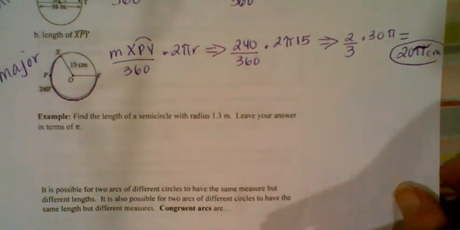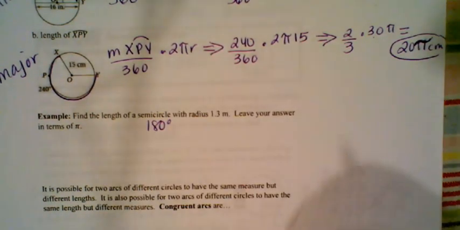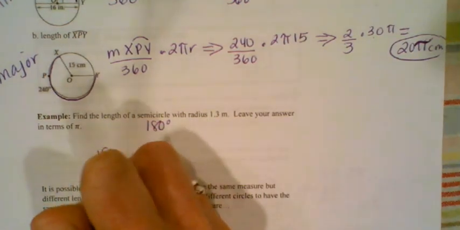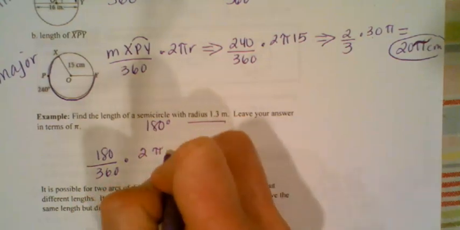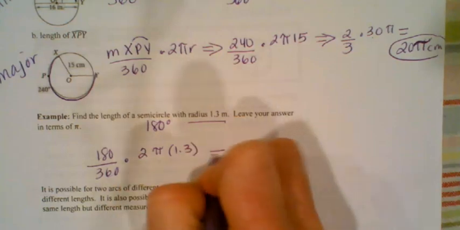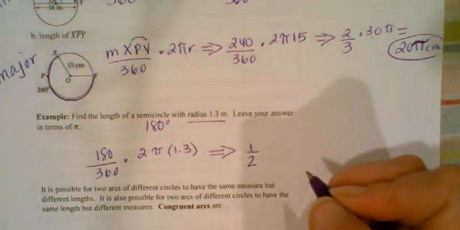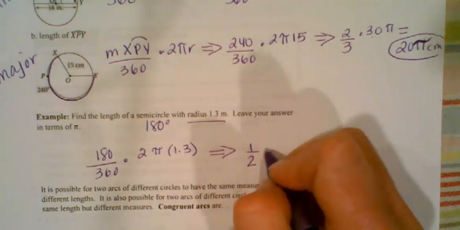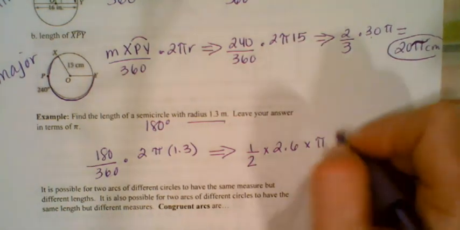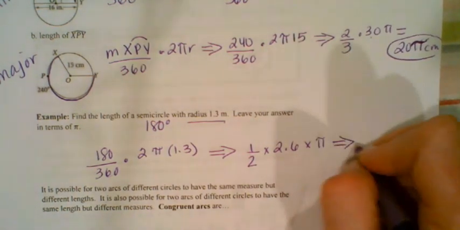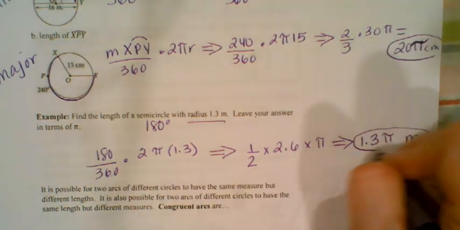Here it says to find the length of a semicircle with a radius of 1.3. So a semicircle has a degree measure of 180. So we're going to do 180 divided by 360 times, and this is a radius, so 2 pi of 1.3. Well, 180 out of 360 is 1/2. Then 2 times 1.3 is 2.6. When we reduce that, half of 2.6 is 1.3 pi, and that is meters.